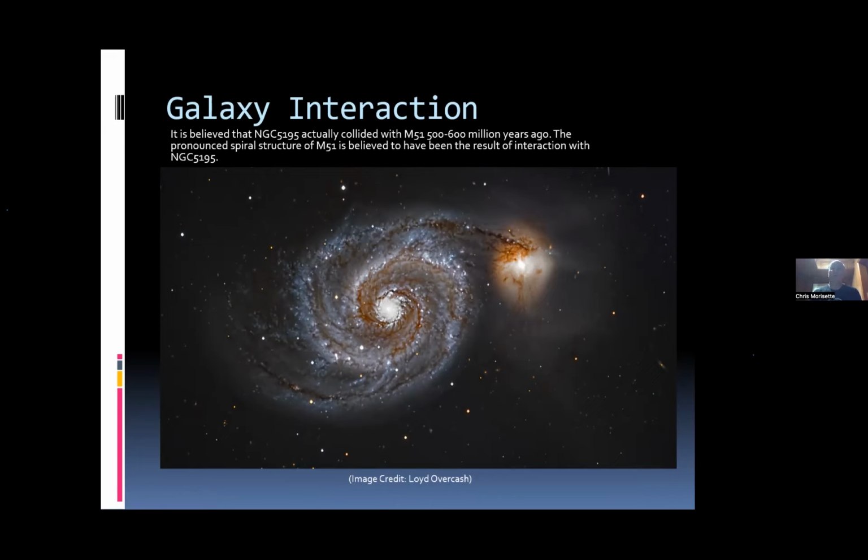You've seen pictures of the Antenna galaxy. That's probably the most dramatic example of two galaxies coming together and interacting with each other. But these are two examples that I could pull together for this talk that I thought illustrated the point pretty well.